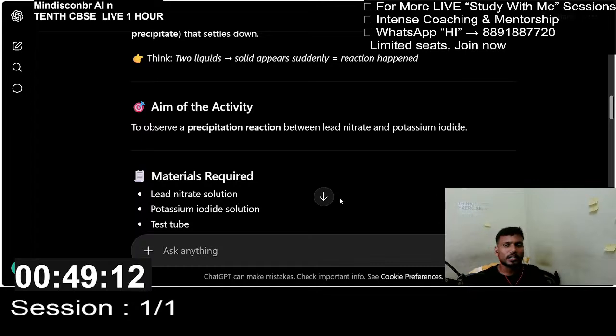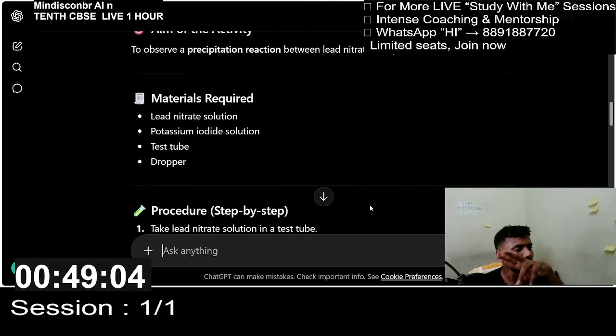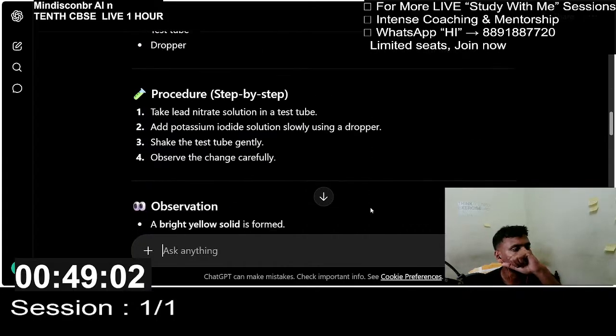So what are the materials required? Potassium iodide solution and lead nitrate solution. Then a test tube and a dropper. What is the procedure? Take lead nitrate solution in a test tube.